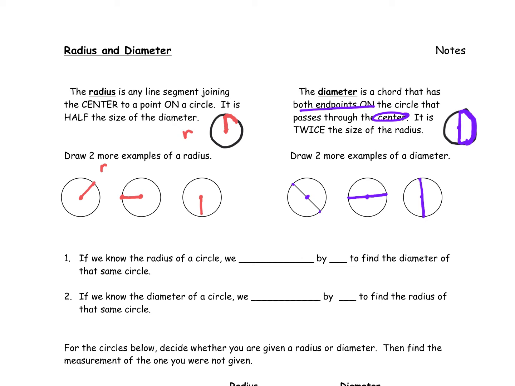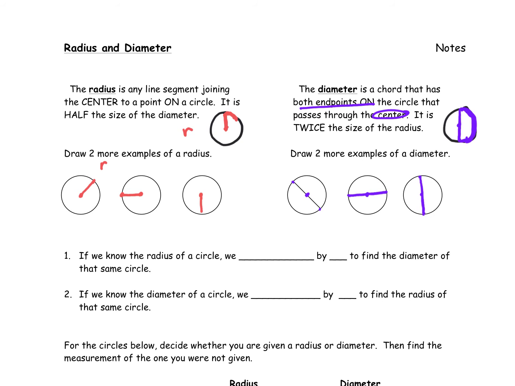And what I didn't mention is that when we talk about the diameter, we represent it usually with a D. And usually it's a small case d, but that capital D will help us remember that. So number one says, if we know the radius of the circle, we blank by blank to find the diameter of the circle. So if we know the radius, we can multiply by 2 to get the diameter.